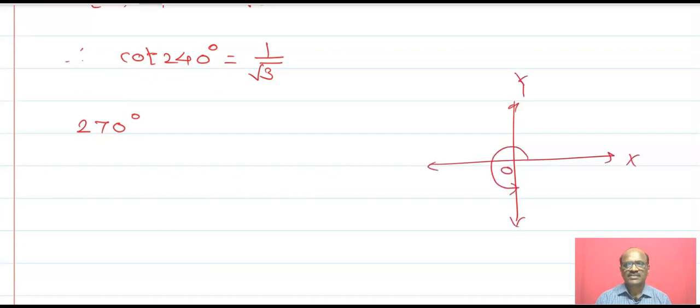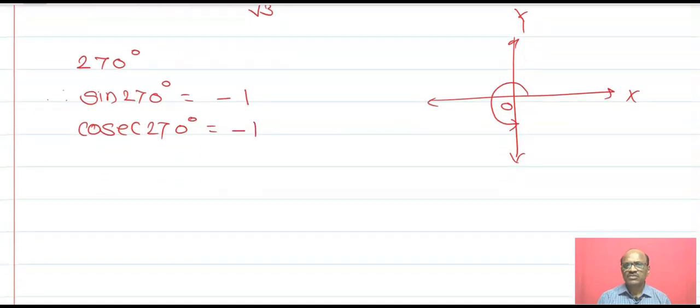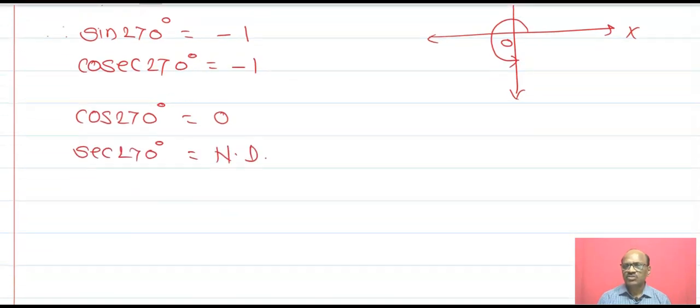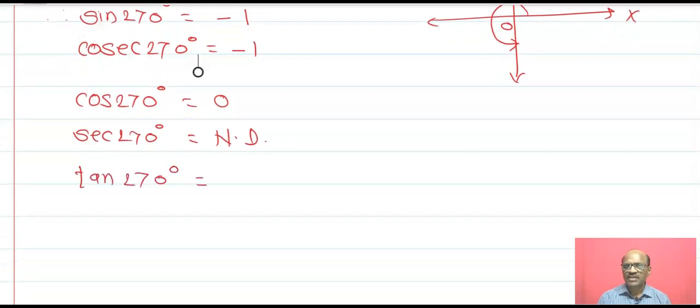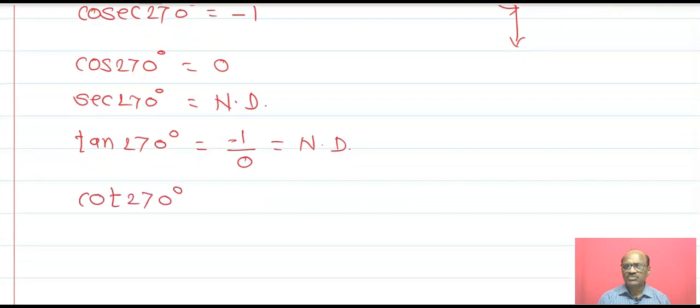Now see this here, x-axis, y-axis. This is a quadrantal angle, that is it is on the y-axis, and on the y-axis the x coordinate is 0, and here the y coordinate is negative. Therefore sine of 270 is minus 1, cosec 270 is also minus 1, but cos of 270 is 0 because the x coordinate is 0. Sec of 270 is not defined, that is 1 upon 0 means not defined. Tan of 270, that is sine of 270 upon cos of 270, is not defined. Next is cot of 270, and that is equal to 0.